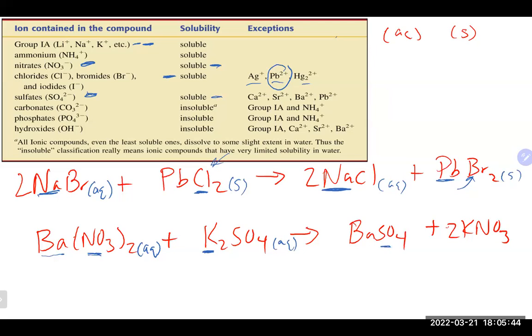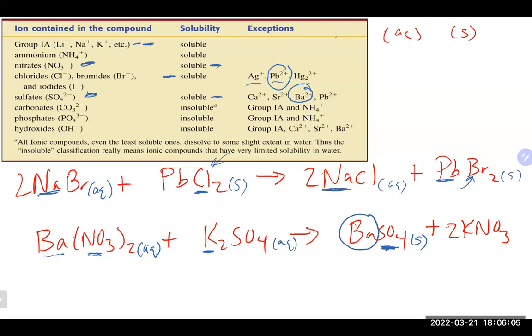This is again sulfate, which we were just looking at, but in this case, it actually is hooked up with barium, which is one of the exceptions. So sulfate is normally soluble. Because this is an exception, it becomes the opposite and becomes insoluble. And this barium sulfate here would make a solid in this particular case.